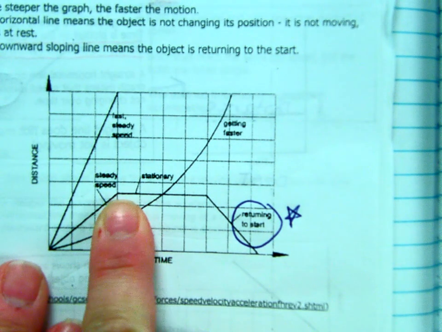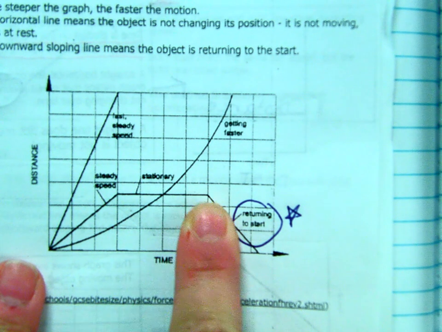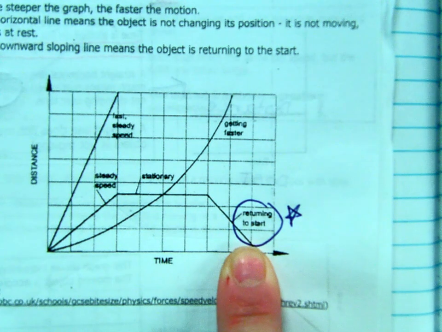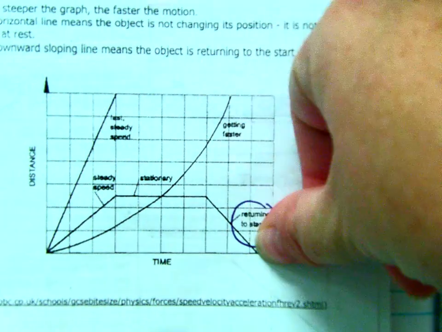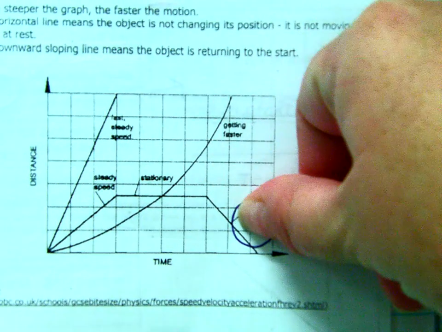Then we flatline, beep, no motion, no heartbeat. And then it goes down the graph, which means we're returning to the place where we started at a constant speed.